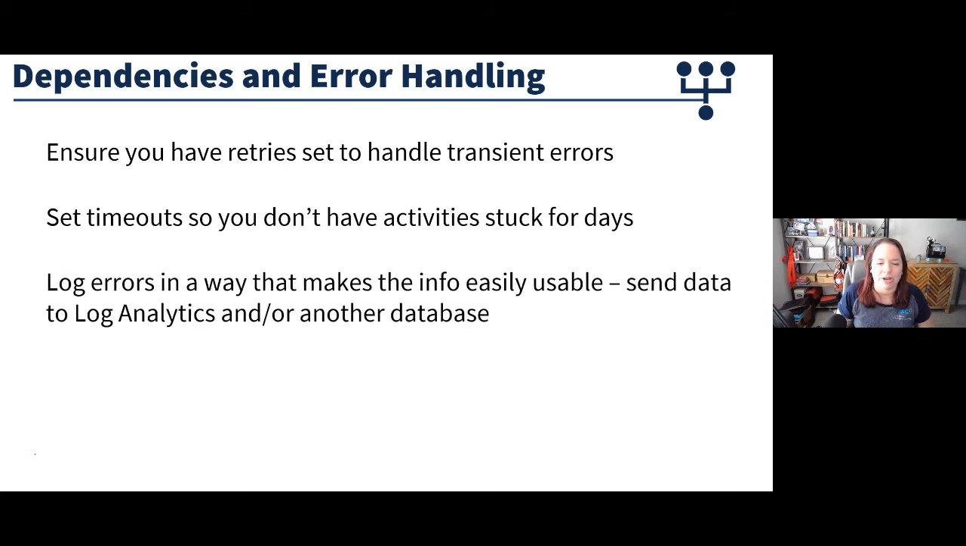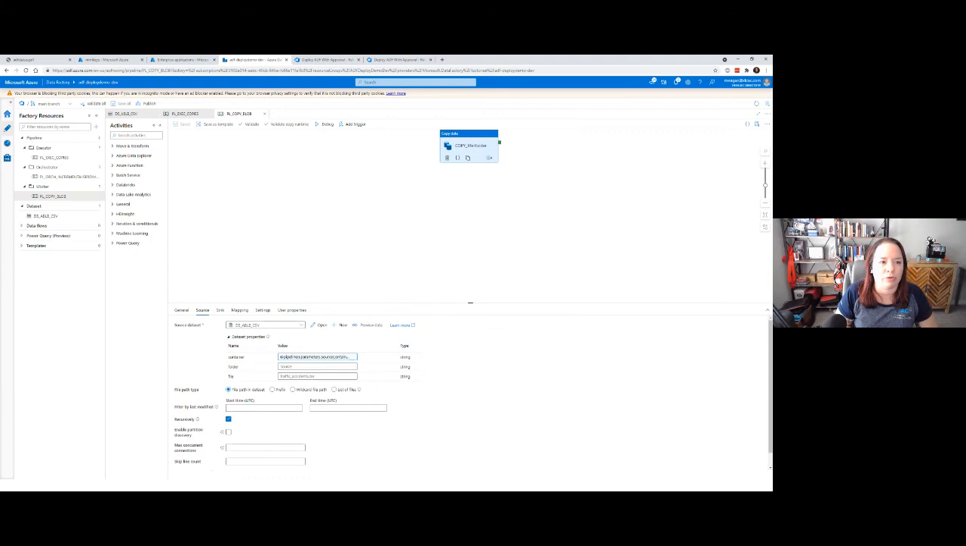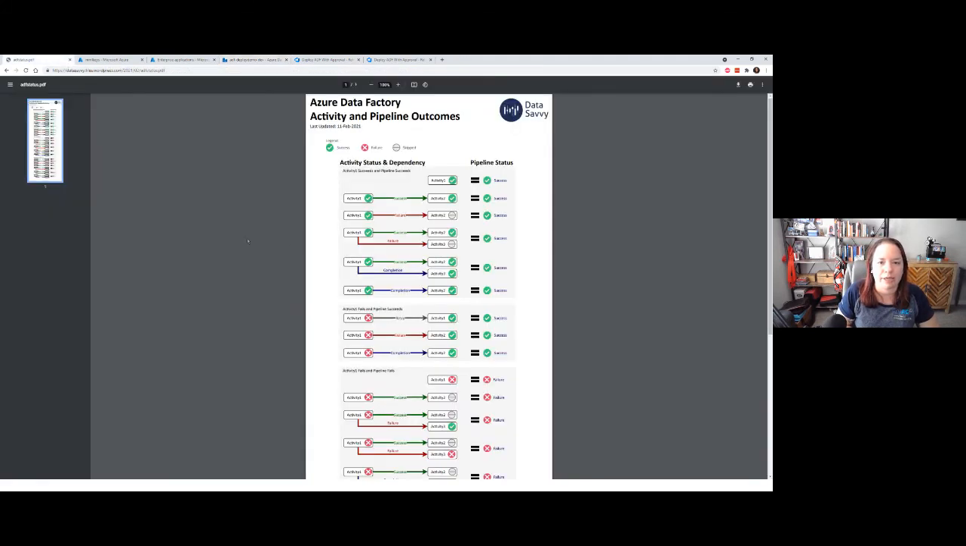And then you need to log your errors in a way that makes that information usable. So sometimes that means, in addition to the ADF monitor, you send your data to log analytics. Or sometimes within your pipelines, you log additional data to other databases, and I do that pretty frequently. The big thing is understanding when a pipeline fails and how Azure Monitor would let you know what's going on. So I'm going to switch over to this guy.